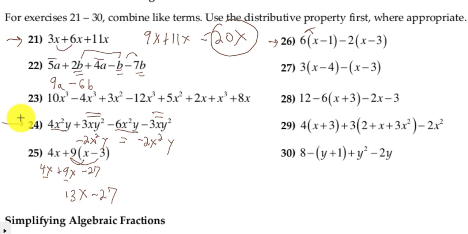So I'm going to distribute first. This gives me 6x minus 6. Then I'm going to distribute this negative 2 to the x and to the negative 3. So negative 2 times x is negative 2x. And negative 2 times negative 3 is positive 6. So how many x's do I have? All right, so I have 6x minus 2x is 4x. And I have negative 6 plus 6 is 0, right? This minus 6 plus 6 is 0, so I'm left with just 4x. All right?